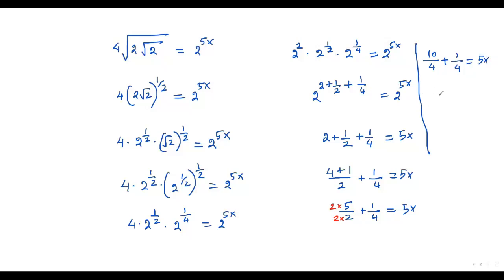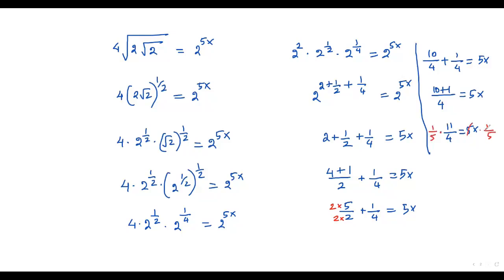Now we have the same denominator, so we can take the denominator once and add the numerators. We get 11/4 equals 5x. To solve for x, we have to get rid of the 5, which is multiplied by x. So to get rid of the 5 multiplied over here, I need to multiply both sides of the equation by 1/5.